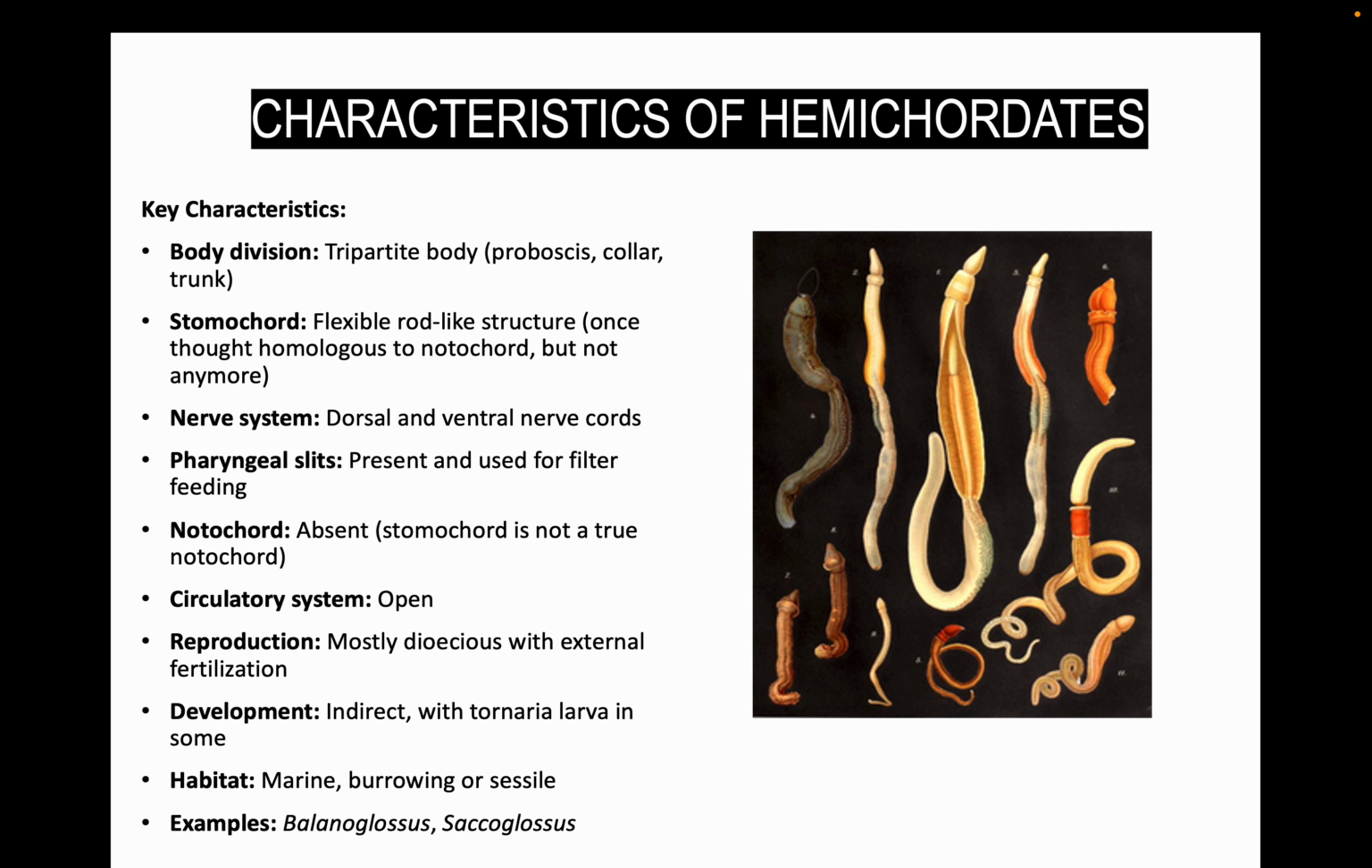Most acorn worms are dioecious animals, and fertilization happens in the ambient. So there is release of the gametes outside the body of the male and the female animal. Development is said to be indirect. There is a larval stage called a tornaria that is transitional to the adult as the animal proceeds development. Hemichordates, in terms of habitat, are mostly marine animals. They are burrowing or sessile in nature. And some example genera include the following.